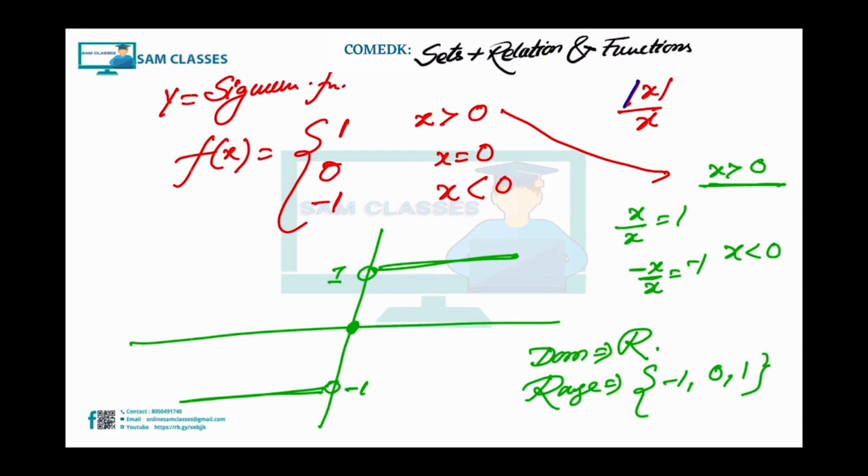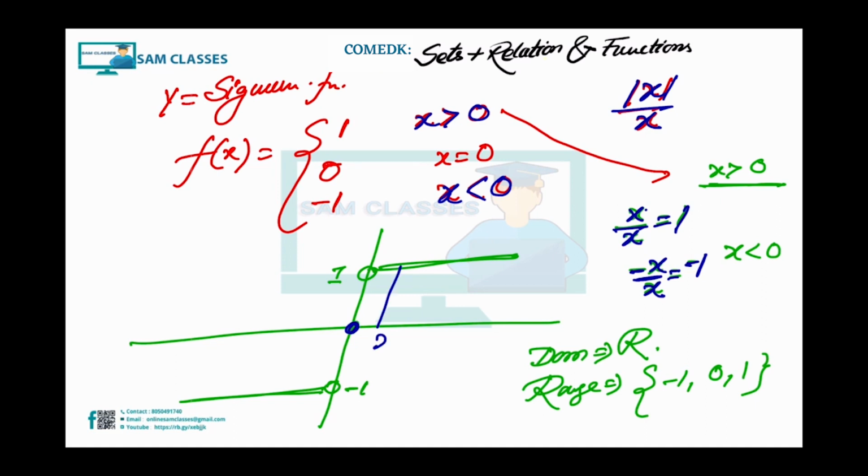So what we have done here, signum function is nothing but mod of x by x. So when x is greater than 0, mod x will open as x. So x divided by x will be what? 1. When x is less than 0, just now we learned in the properties of the mod that when x is less than 0, it opens as what? Minus x. So minus x by x is equal to what? Minus 1. Correct. And for 0, it is 0.